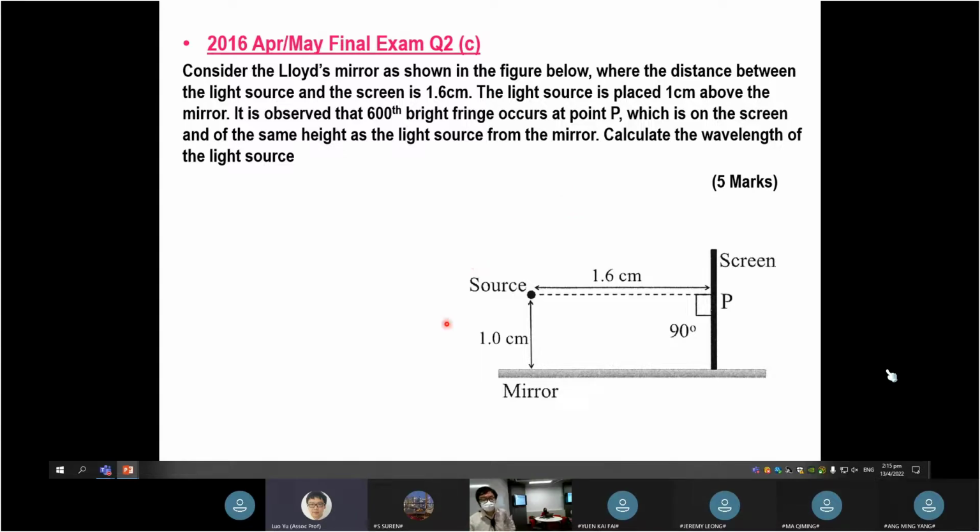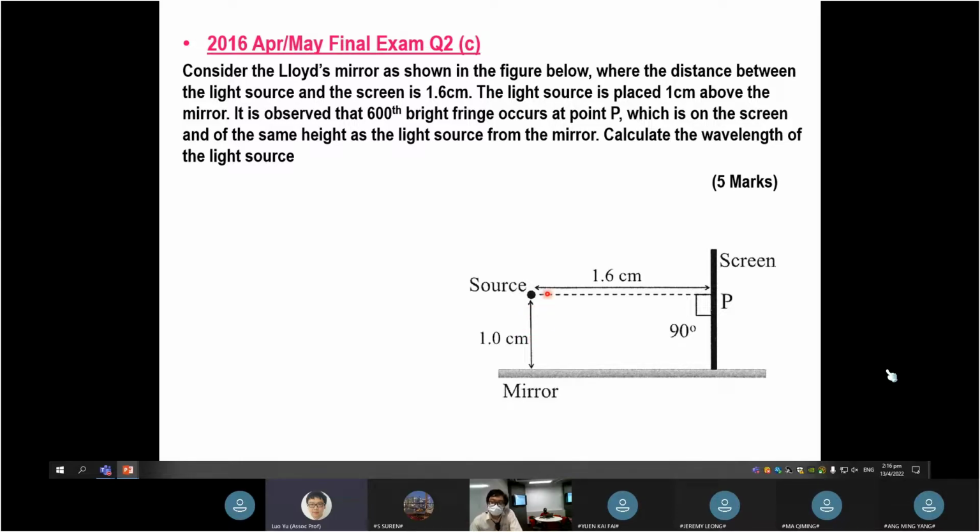Okay, now let's look at what this question talks about. They said, okay, I have a Lloyd's mirror in this case, where I have a light source placed 1.6 centimeters from a screen. Of course, a bright fringe is formed on the screen. Why is there a bright fringe formed on the screen? Because here we have a mirror. Okay, here we have another mirror placed between the source and the screen, below the source and the screen, and the distance between the light source and this mirror is 1 centimeter.